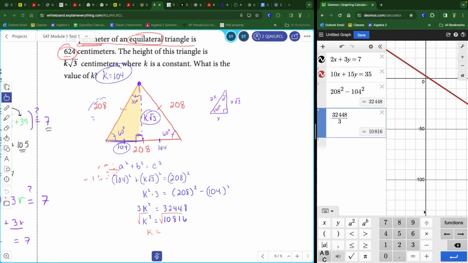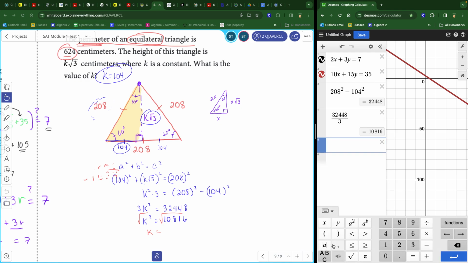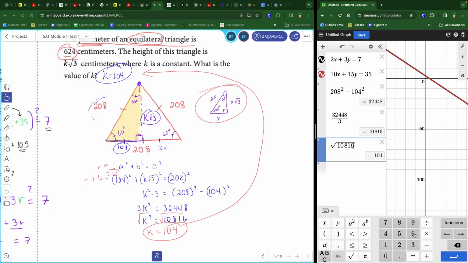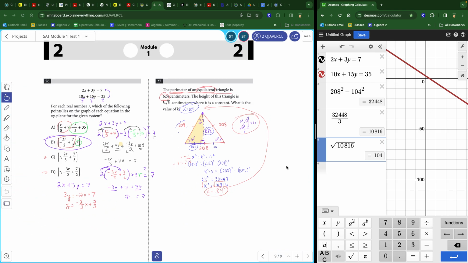So go to my calculator here. What the heck is the square root of 10,816? Holy cow, k is 104. Yeah, I think I'd much rather do it with proportions. And that is it for your SAT review.